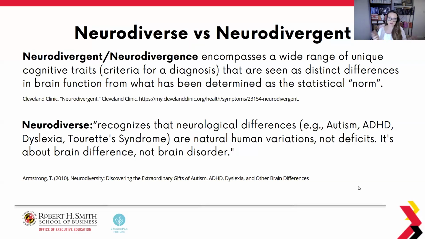And so neurodiverse recognizes that neurological differences are natural human variations rather than seeing it as a deficit. It's really about brain differences and figuring out how people can work with their brain and the way their brain works. And also you and how you can work with them as a manager.